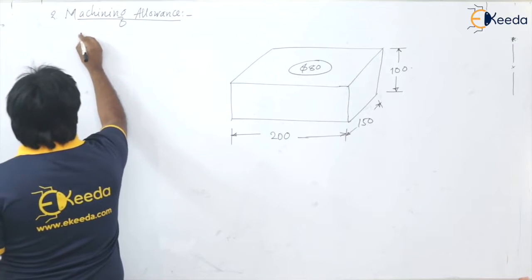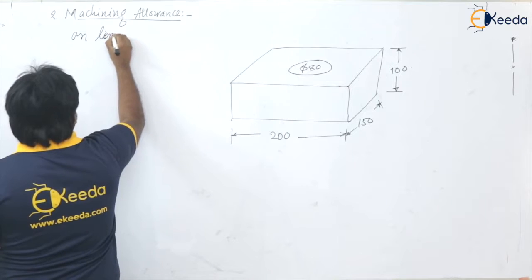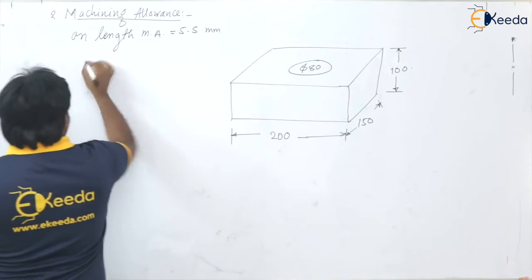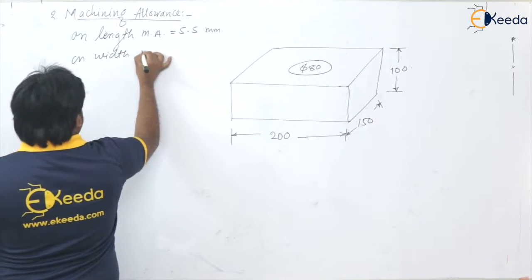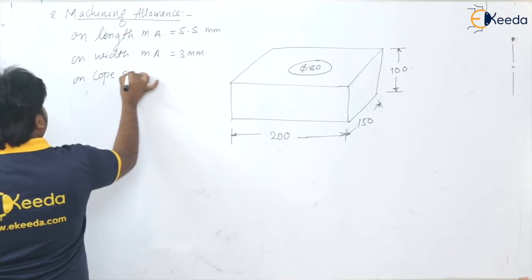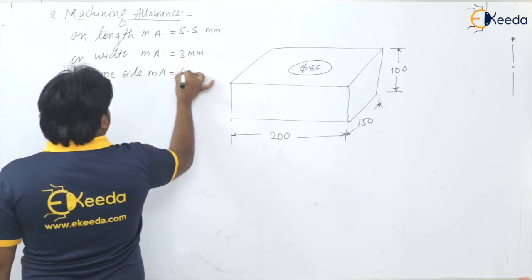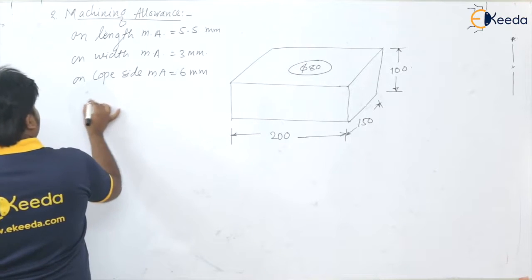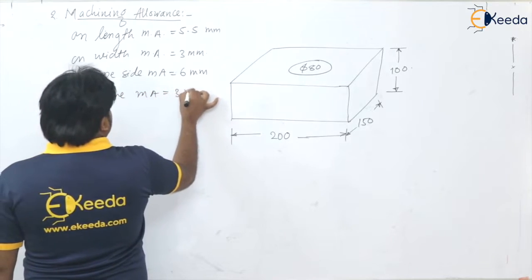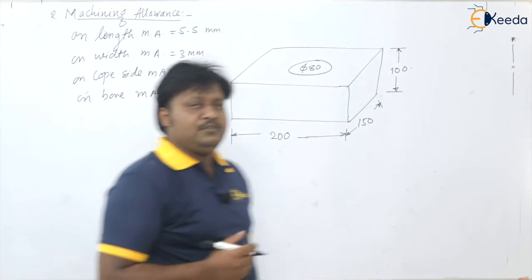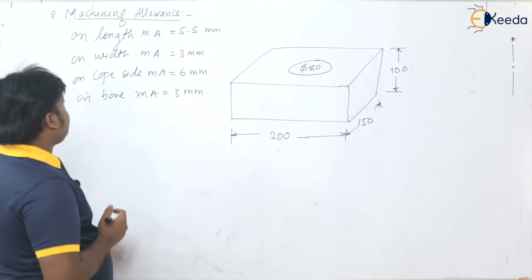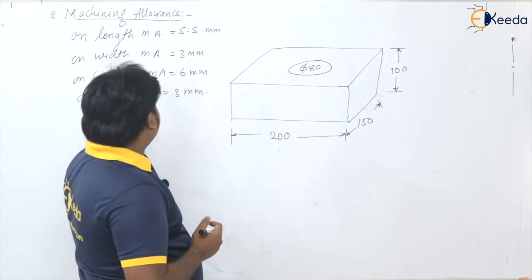Only the thing is, what are the machining allowances? On the length, the machining allowance is given as say 5.5 mm. On width, the machining allowance is equal to 3 mm. On the cope side, the machining allowance is 6 millimeter. And on the bore, again 3 millimeter. Any values if you have, you can take, or whatever the values given in the question, you can use those. So machining allowance for the length, for the bore, for the cope.